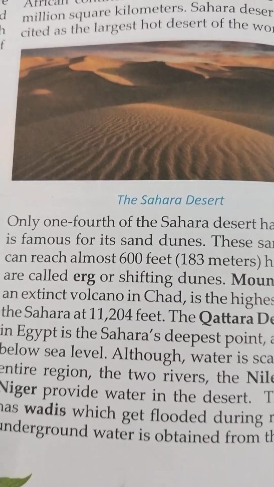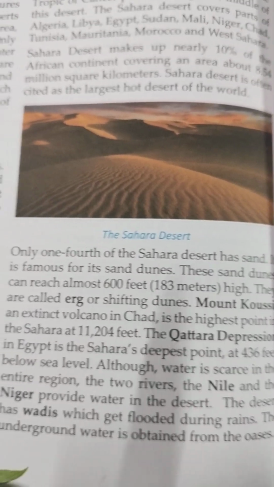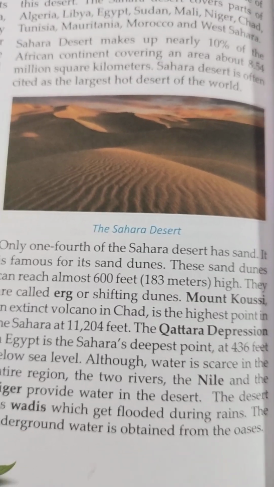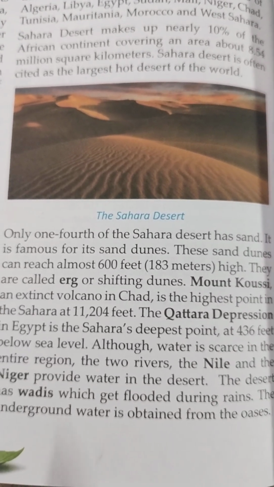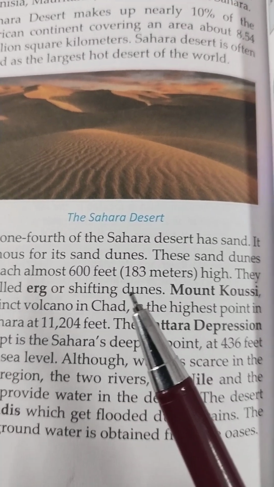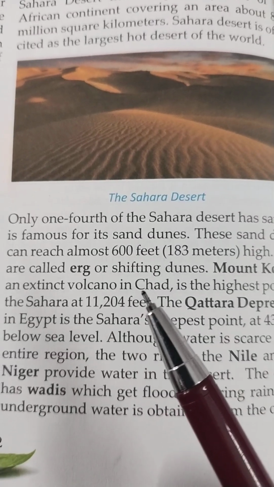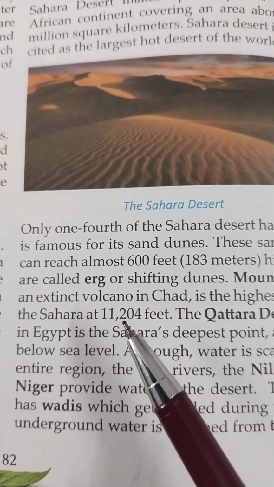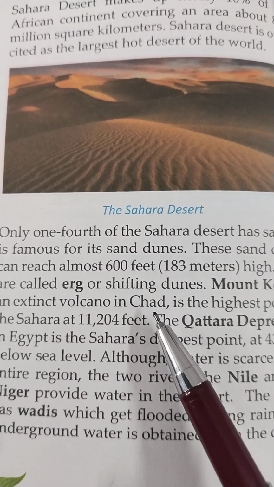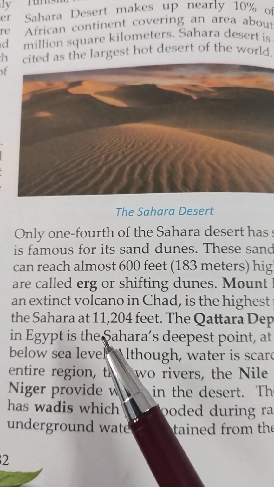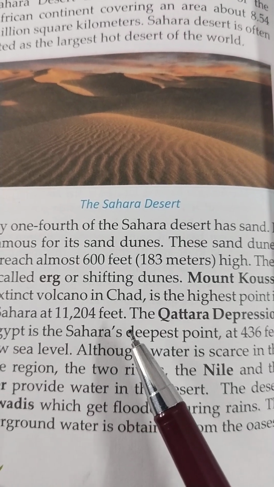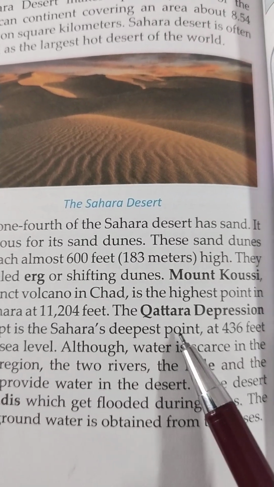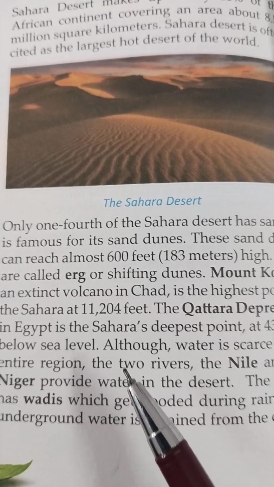Now only 1/4 of the Sahara Desert has sand. Sahara Desert, children, is famous for its sand dunes. Now these sand dunes, children, can reach almost up to the height of 600 feet, and they are called erg or shifting dunes. And Mount Kosi, an extinct volcano in Chad, is the highest point in the Sahara at 11,204 feet. The Qattara depression in Egypt is the Sahara's deepest point at 436 feet below sea level.